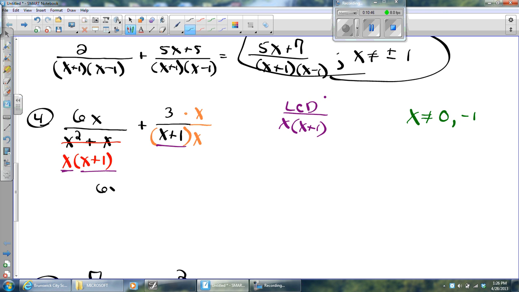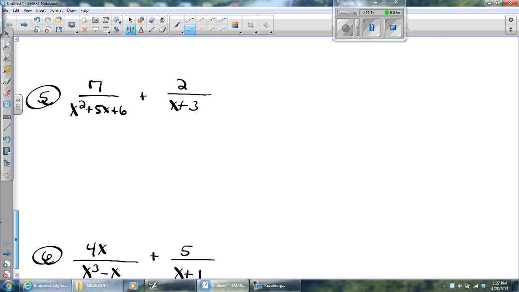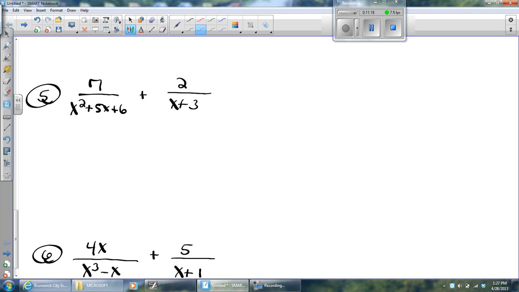So I'm going to end up with 6x over x times quantity of x plus 1 plus 3x over x times quantity of x plus 1, and that's going to equal 9x over x times quantity of x plus 1, and that'll be true when x does not equal 0 or -1. And there you go. Pretty easy stuff, especially as well as you guys understand fractions. All right, couple more quick examples.